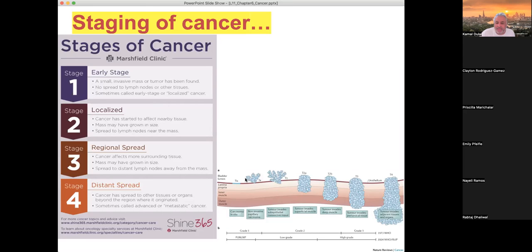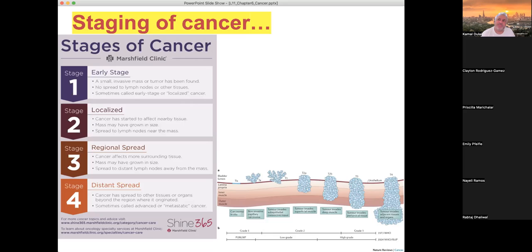So here we have a graphic to go along with this, right? Stage 1, the cancer itself is quite small, made of a limited number of cells, and it hasn't spread to other parts of the body, including the lymph nodes. Lymph nodes are part of the lymphatic system. They're like rest stops along the highway, right? The highway is the lymphatic system, and they're like rest stops where you can rest.